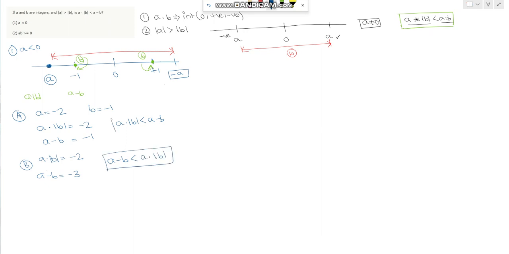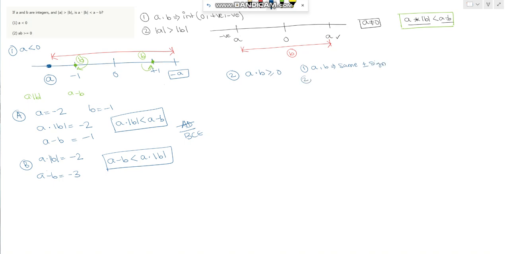So we have two contradictory answers based on the information that we know in statement 1. So statement 1 alone is not sufficient to answer, and we can eliminate A and D. Now moving to statement 2, which is A into B is greater than or equal to 0. So this statement tells us two things. The first thing is A and B are of the same positive negative sign.